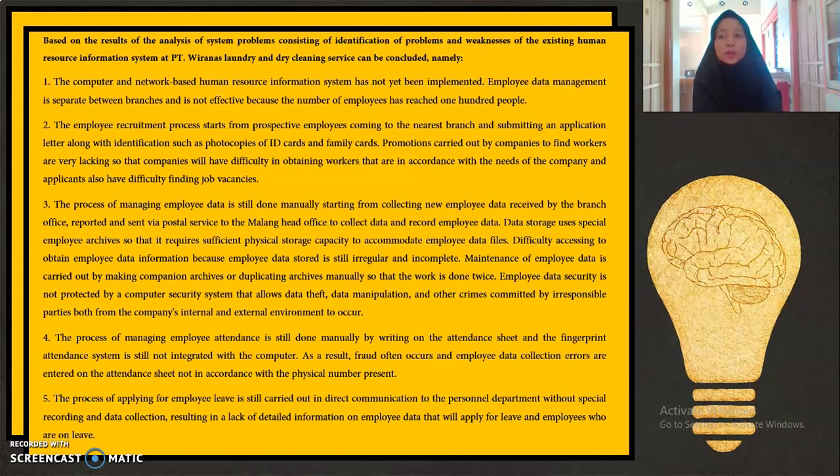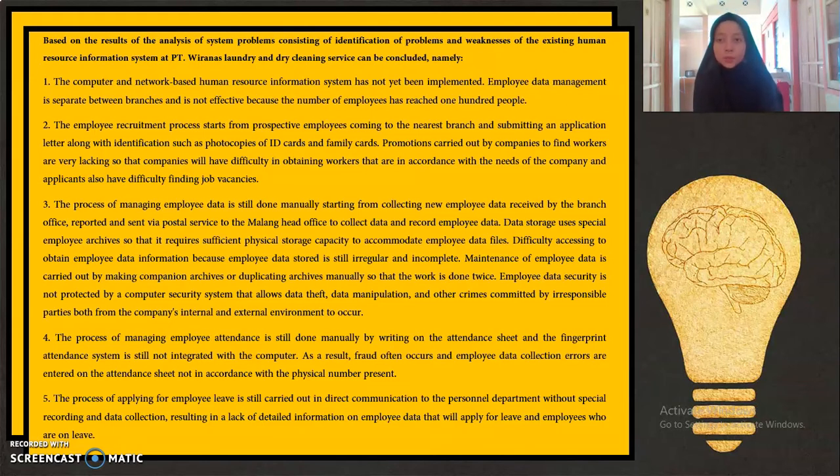Based on the result of the analysis of system problems, consisting of identification of problems and weaknesses of the existing human resource information system at PT Nirnas Laundry and Dry Cleaning Service, it can be concluded: 1. The computer and network-based human resource information system has not yet been implemented. Employee data management is separate between branches and is not effective because the number of employees has reached 100 people.